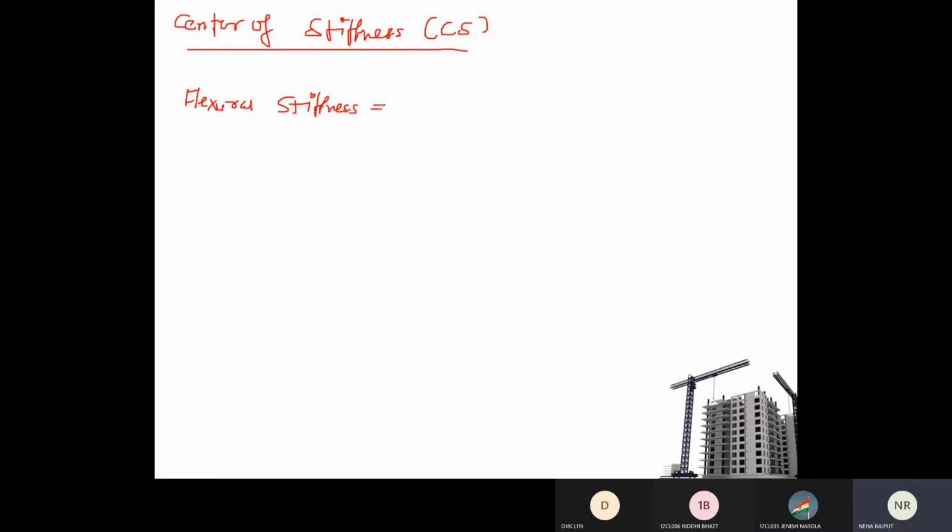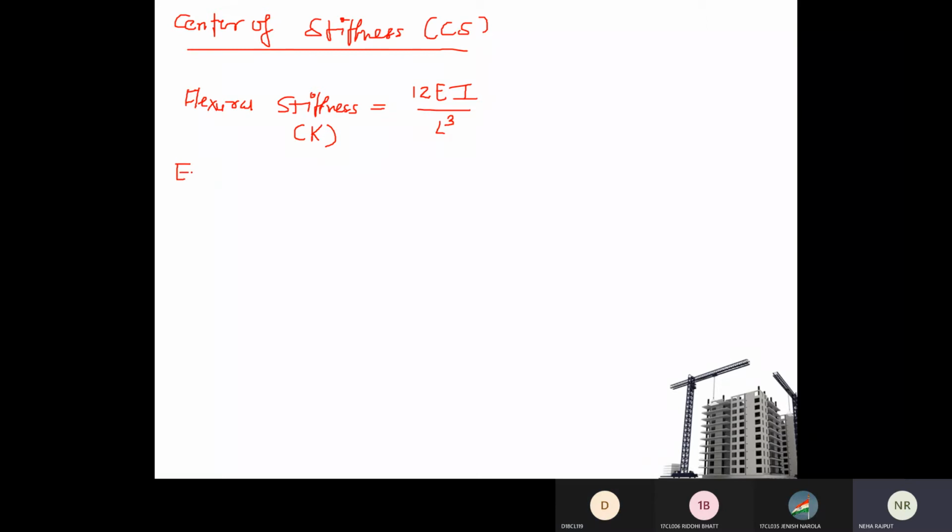So how to find flexural stiffness? The equation is 12 EI by L cube. Have you seen this equation anywhere? Stiffness equation 12 EI by L cube.